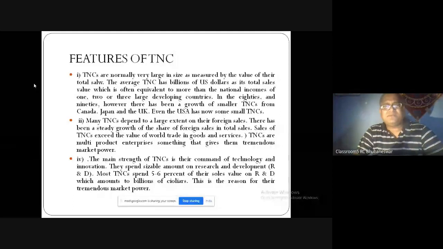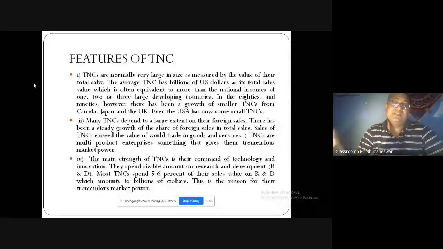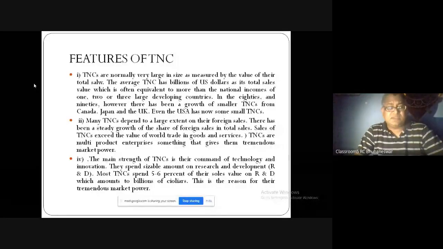If you take the example of Patanjali, along similar lines, they are adopting some innovative ideas through which they can upgrade their business to the next level, meaning they can compete with other international companies like Procter and Gamble and Hindustan Unilever Limited. Through this the TNC has a command of technology and innovation, and they also spend a huge amount on research and development, R&D. Even 5 to 6% of their sales value is focused on R&D, and it creates a tremendous market power also.